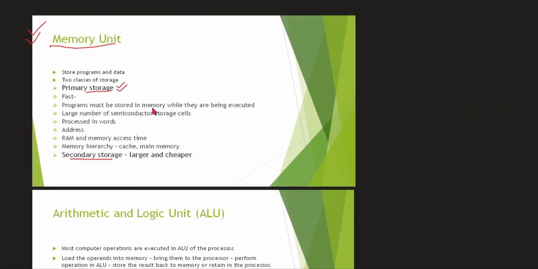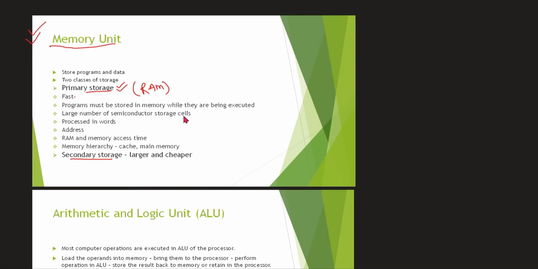Programs must be stored in memory while they are being executed. This primary memory is considered to be like the RAM. So the memory unit constitutes different memory components. We have the RAM, and we also have the hard drive in the computer system. The hard drive comes under the secondary memory, that is the secondary storage memory. Primary storage memory means the RAM. It will be storing the programs and the data that are going to be executed in the processor.